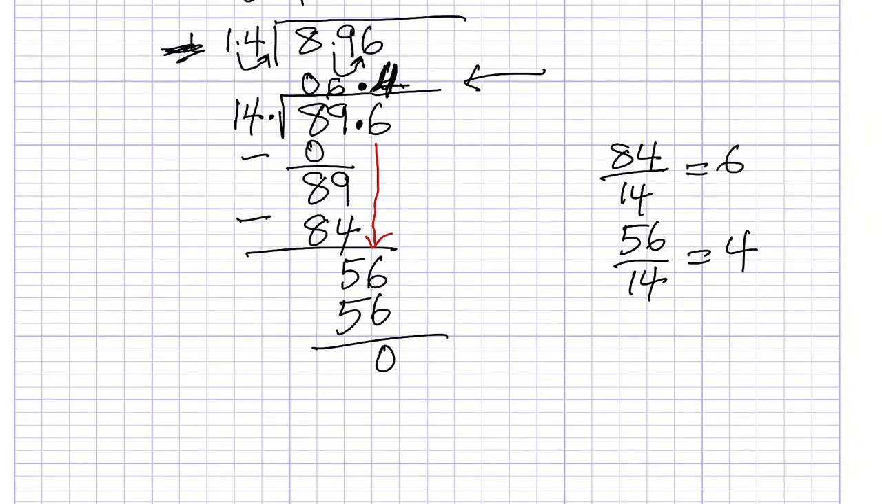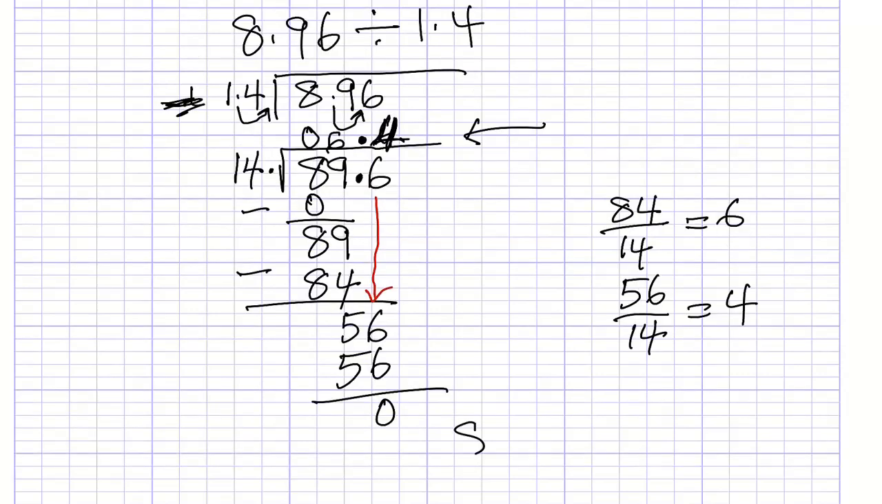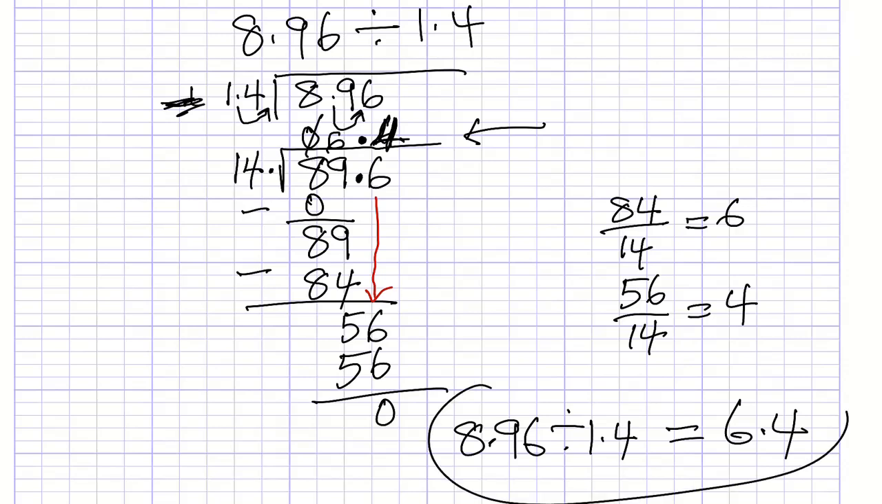Okay, so then since you're done, you say 8.96 divided by 1.4 is the same. See, the solution is 6.4 because that 0 here doesn't count. So that's your solution there. So we'll move on to the next problem.